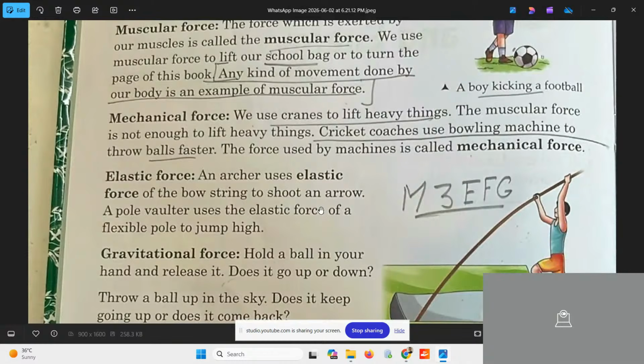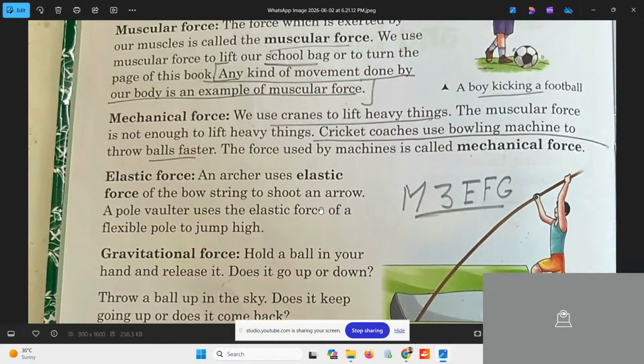What is happening because of this tension in the string? The force will be applied on the arrow. That force is called elastic force. Wherever you see a concept like a rubber band or a string, what kind of force is being applied? Elastic force. I'll give you more examples of elastic force in our quiz.